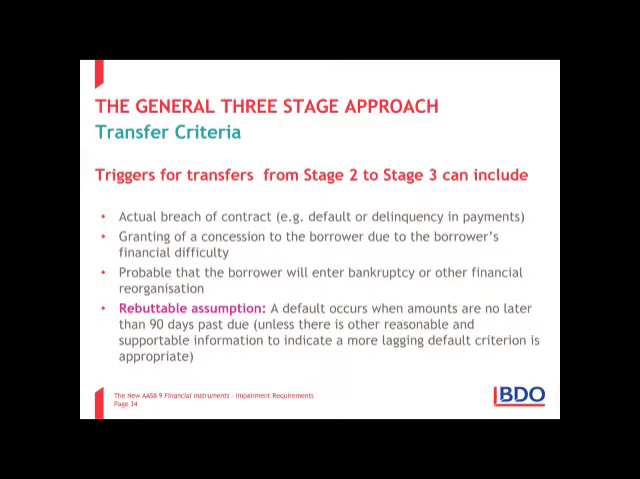Some examples of triggers for transfers from stage 2 to stage 3, which will be very similar to the triggers we currently use to recognize a provision for impairment losses, are the actual breach of a contract, so a default in payment, a granting of a concession to a borrower due to the borrower experiencing financial difficulty, or it's probable that the borrower will enter bankruptcy or other financial reorganization. So it's similar to what we currently have.